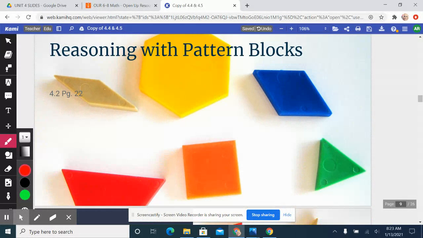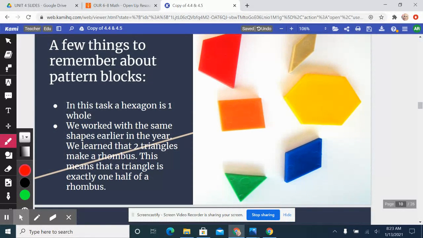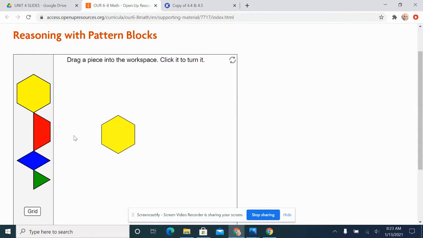All right, so now we'll be dealing with these pattern blocks. You'll just be watching and then writing what you see. So you're still on page 22. And here are a few things to remember. So this hexagon is going to count as 1 whole. So that's something to know as we go through this little part. And then they want you to know that 2 triangles make a rhombus. And I'll show you that right now. So we have this rhombus here. And remember, the rhombus is a diamond, right? And if I put this triangle here, that's half of the diamond or half of the rhombus. Okay, so those are just important things to know.